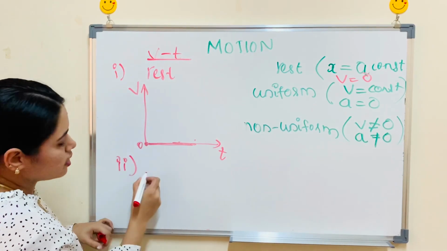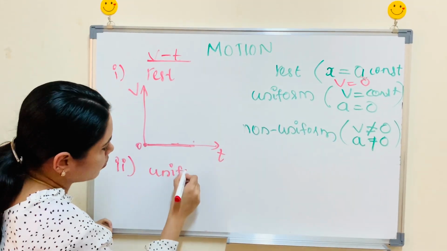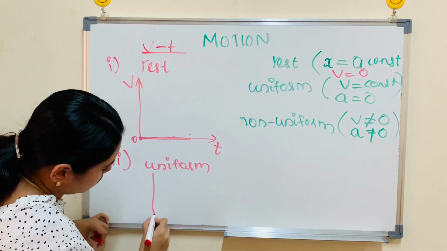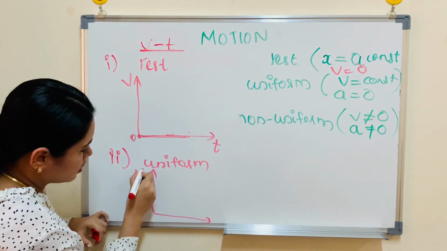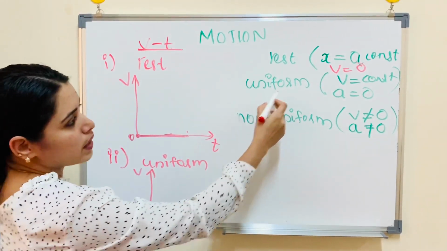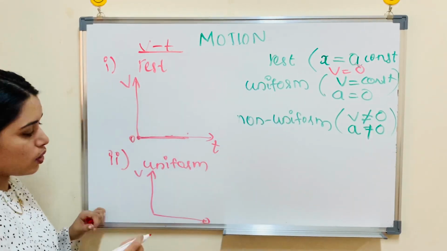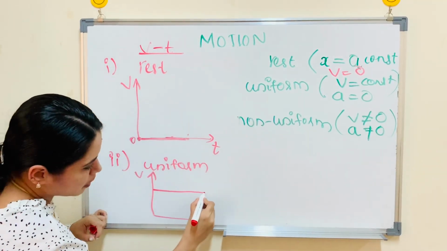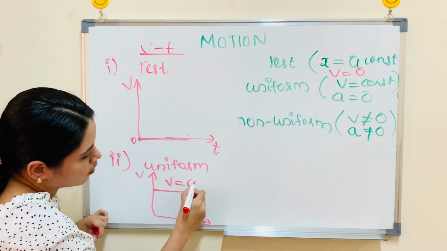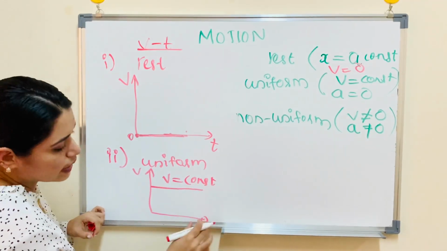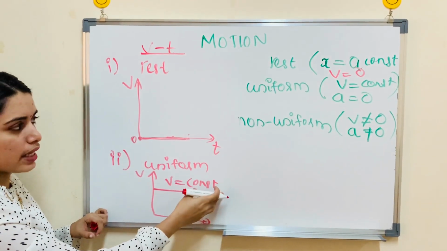The second one is uniform motion. For uniform motion, this is velocity and this is time. What is the condition? Velocity is a constant. So the graph will be like this. Here v is equal to constant. That is, on increasing time the velocity is not increasing.